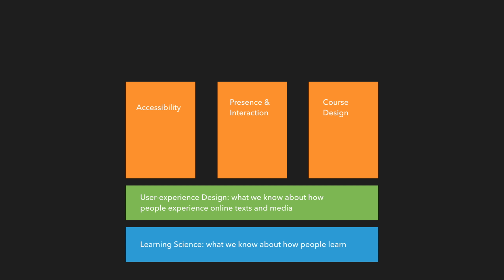So those basically form the structure, right? Those are the 3 things that we need to be able to do well. We need to make our content accessible. We need to build presence and interaction into the course. And we need to come up with a design that actually works in a tangible way based on what we know about user experience and what we know about learning.